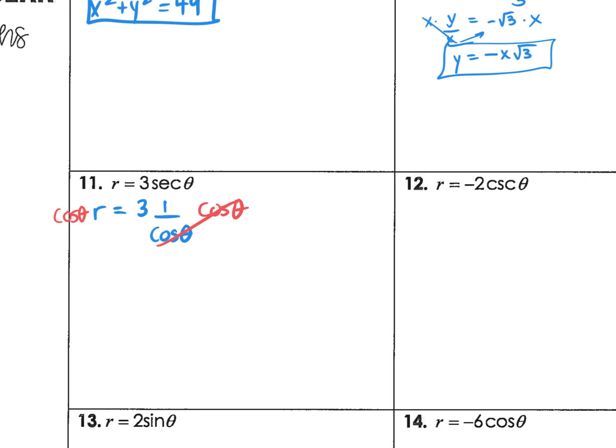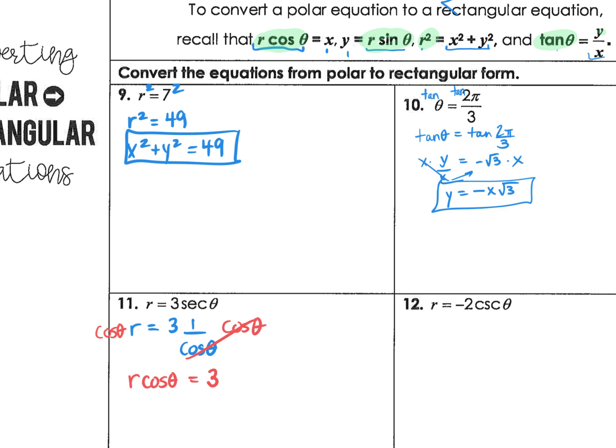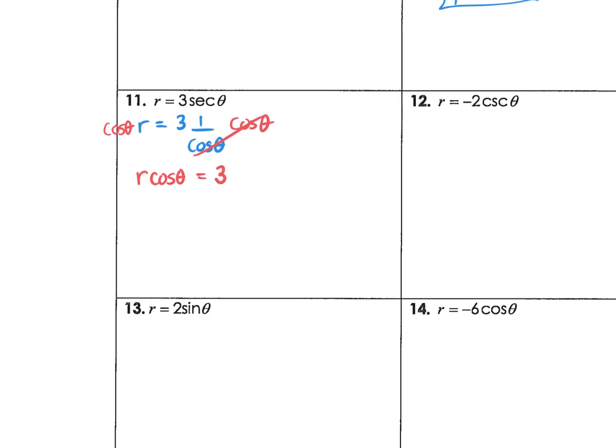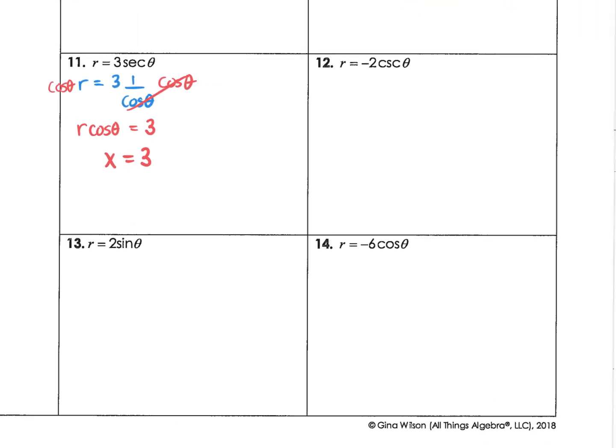So now what do I have? R cosine equals, oh, check my list up there. What do you notice? And what is R cosine theta the same as? X. So X equals, boop. Now you guys try it with number 12 and see if you can get that.